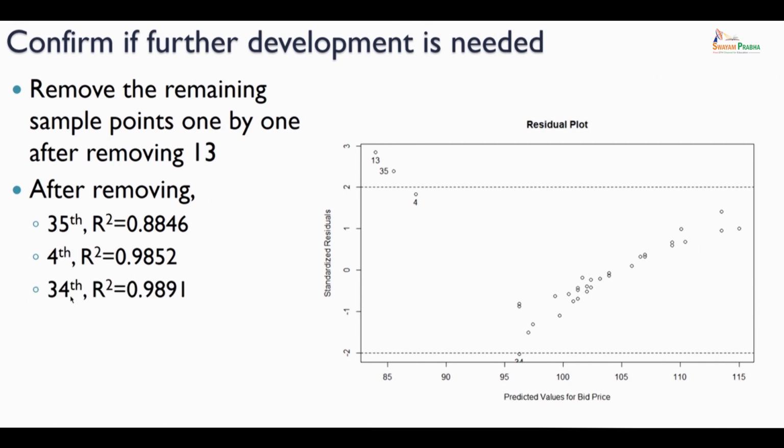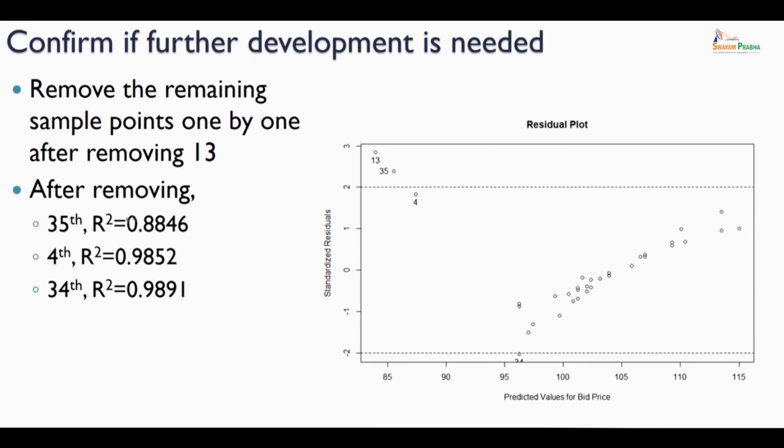After I remove the 34th point, my R square increases only slightly, from the third decimal place. From 0.9852, it increases to 0.9891. So, the difference is not huge. We need not treat this point as an outlier by itself, because it does not improve the model any further.